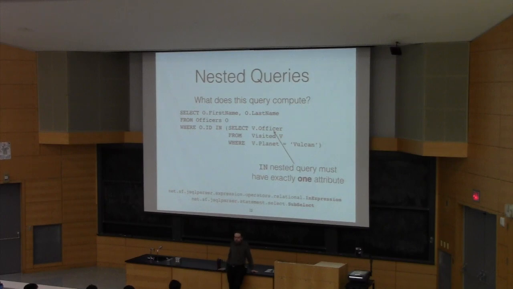This idea is basically you put one query inside your one query that computes a list of possibilities, and IN basically says, okay, return true if the value on the left-hand side of the IN appears in the list that gets computed. So in this case, find me a list of all officers who have visited Vulcan, and then return me the first officer who is in that list. There's an equivalent NOT IN that lets you negate that. One key bit is that the IN query can only have one attribute in the target list.